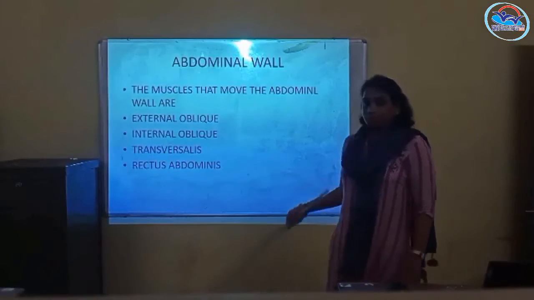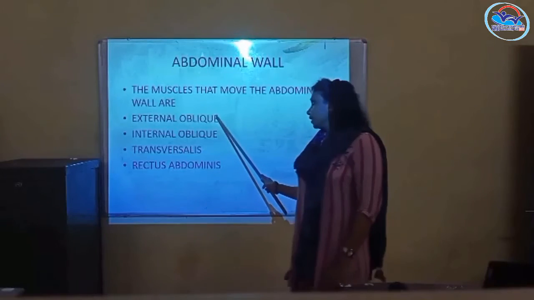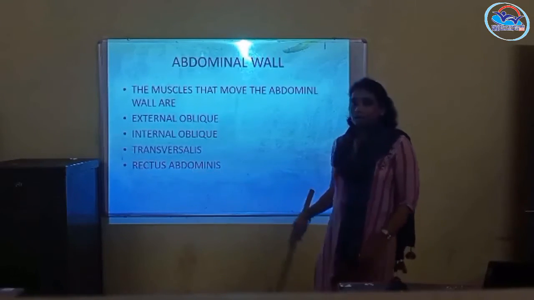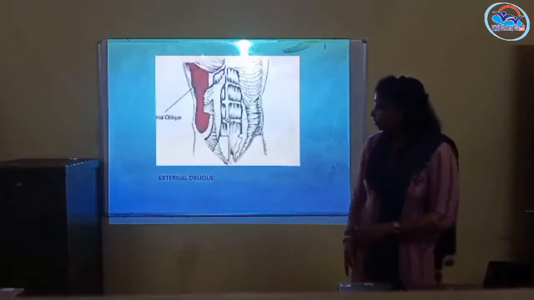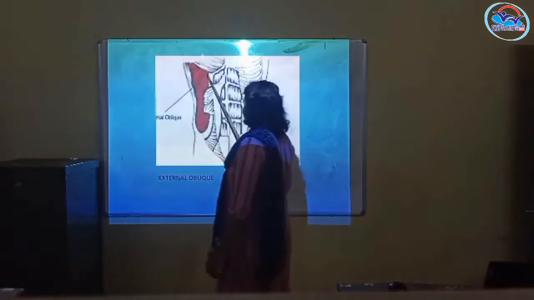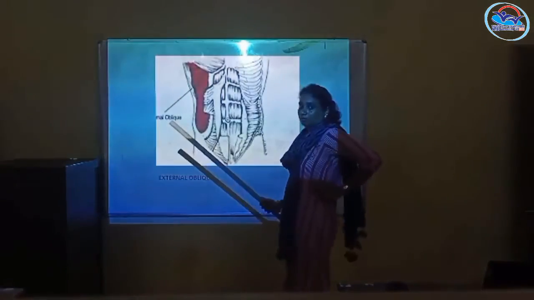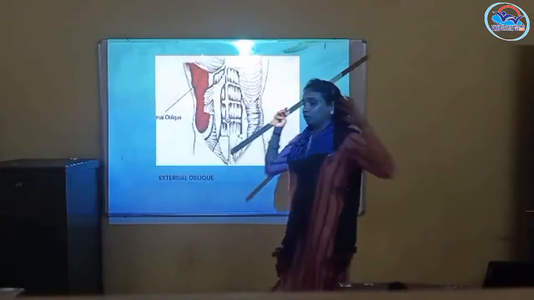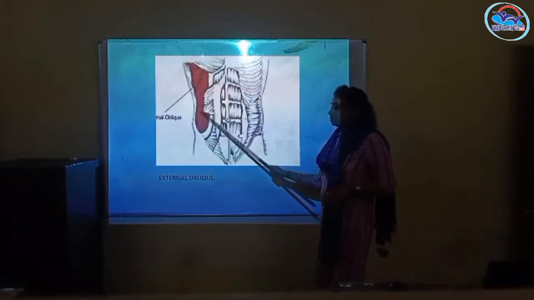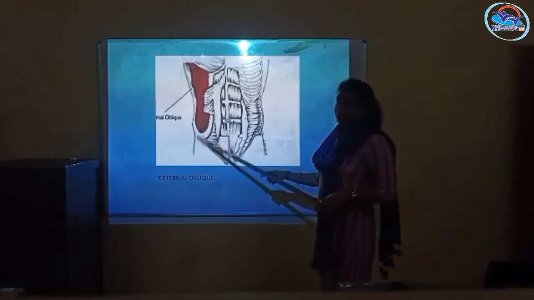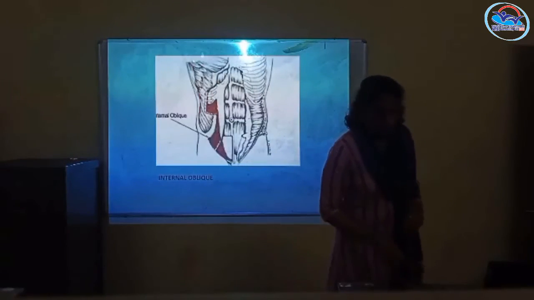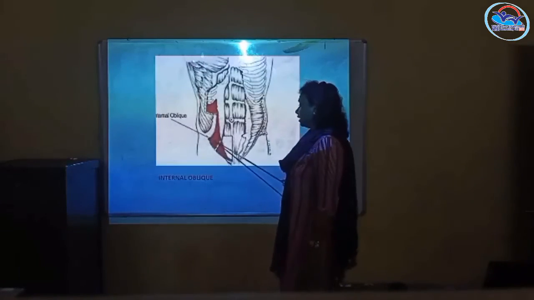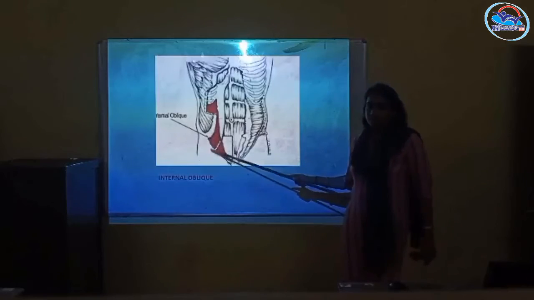Muscles that move the abdominal wall are external oblique, internal oblique, transversalis and rectus abdominis. This one is the external oblique muscle, which is situated somewhere here. When we do sit-ups with twisting, we develop this muscle, the external oblique muscle. This one is internal oblique, which means it is found a little bit internally, and it is known as the internal oblique muscle.